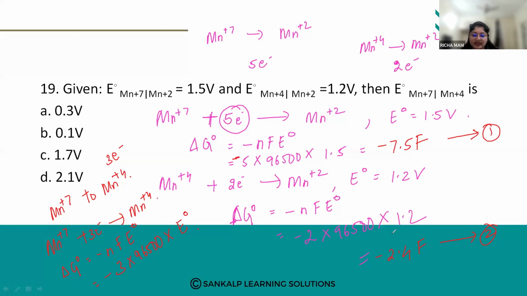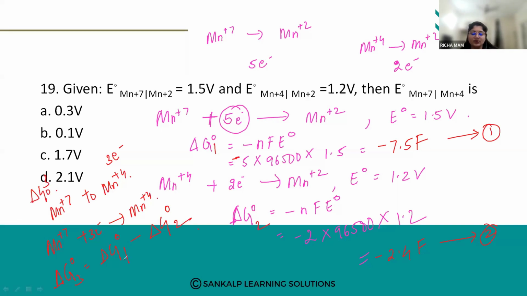We can't use the E naught values directly by subtracting, so let us do delta G naught. Let us subtract: let us take this as delta G naught 1, this as delta G naught 2, and this as delta G3.